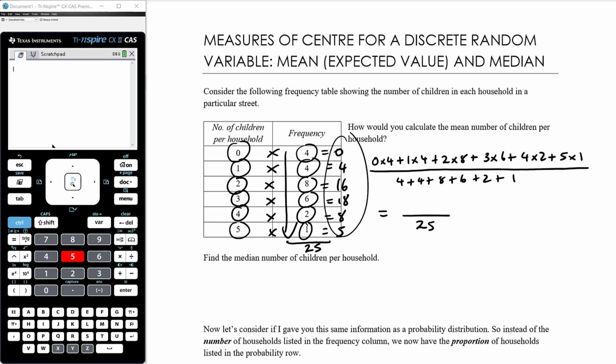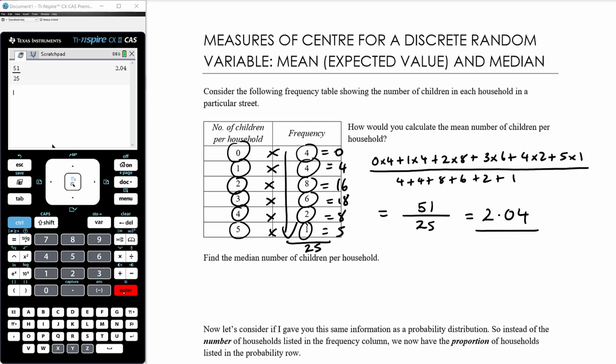If we add these up, what have we got? 4 plus 16 is 20, 38, 46, 51. So 51 out of 25. Sorry, let me just check that I've added that up right. Yeah. Okay, so 51 over 25. It's going to be very slightly more than double. 51 over 25, Control Enter, it is 2.04.